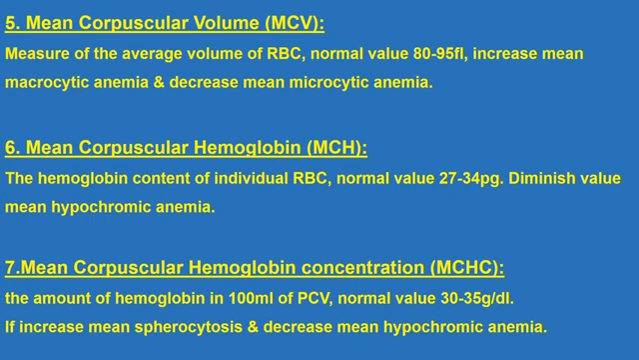7. The mean corpuscular hemoglobin concentration, MCHC, which is the amount of hemoglobin in 100 ml of PCV. Its normal value is 30 to 35 gram per deciliter. It increases in case of spherocytosis, which is a type of anemia characterized by fast breakdown of red blood cells, and decreases in case of hypochromic anemia.